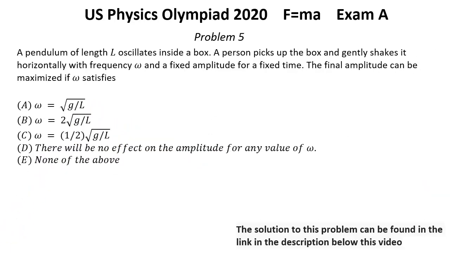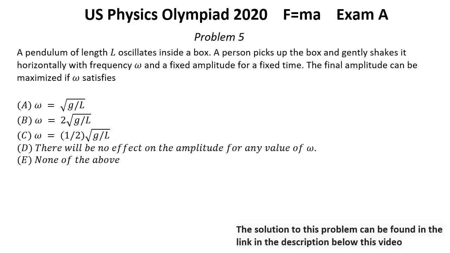Problem number 5. A pendulum of length L oscillates inside a box. A person picks up the box and gently shakes it horizontally with a frequency omega and a fixed amplitude for a fixed time. The final amplitude can be maximized if omega satisfies the following.